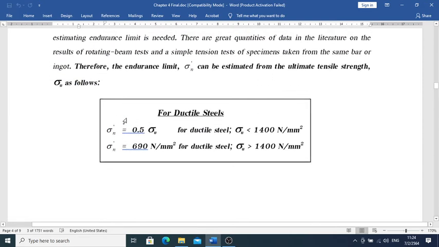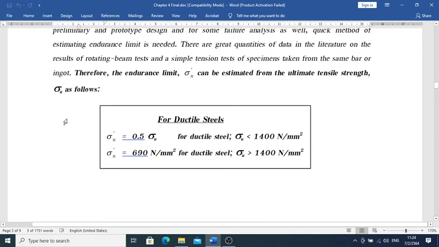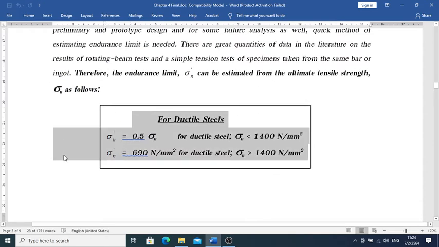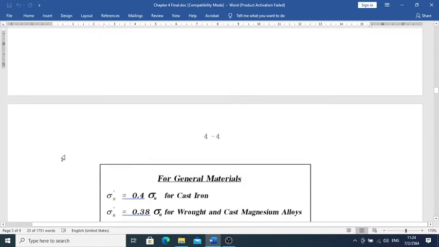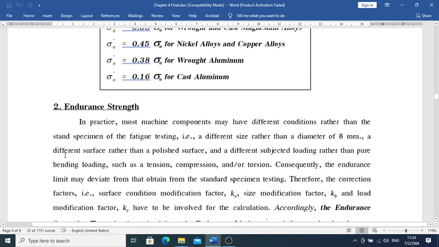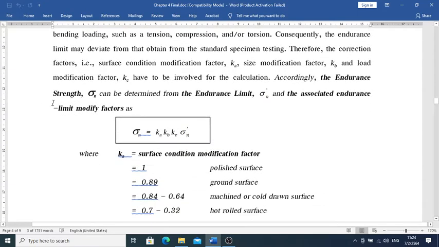So this one is for the ductile material. We're going to use this as a reference all the way. So we've got sigma n prime already. Now, for reality, we're going to use the endurance strength sigma n. The sigma n just applies to all.